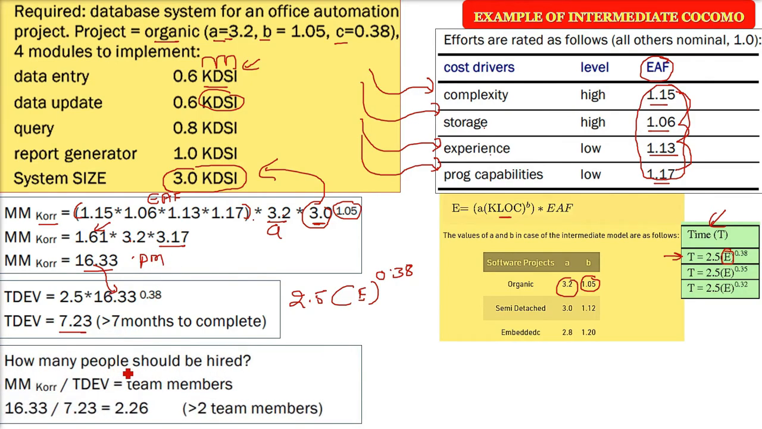Now how many people should be hired? For that, it is a very simple division. You divide the effort by the time of development. So 16.33 divided by 7.23, the effort divided by the time of development, gives you the number of team members. When you do 16.33 divided by 7.23, you get 2.26. So it has to be greater than 2 team members, so around 3 members you will need.